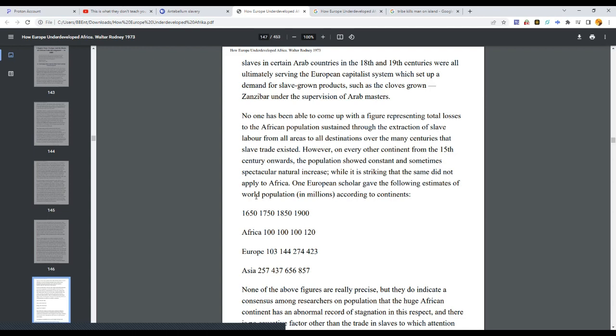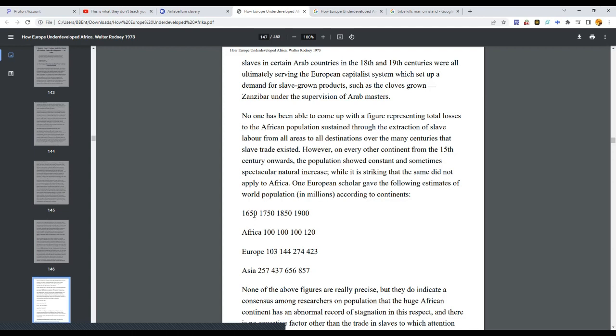1650, basically every century, 1650, 1750, 1850, and then 1900, so they cut it off for the final one, 50 years. Africa is at a steady stagnation until 1900 and population starts to grow. Europe has steady increase. Asia has exponential increase. So Europe never stayed at 100 million. So these are in the millions.